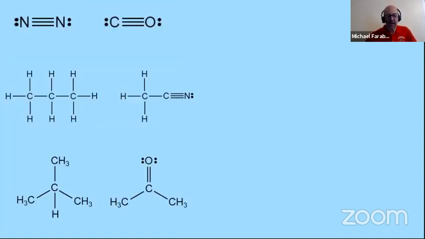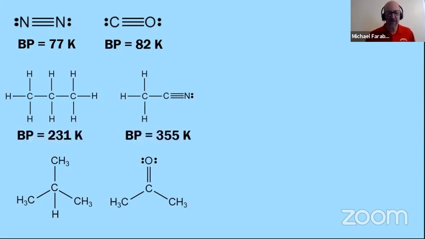All right, I now have a discussion of 2 molecules side by side, and we have 3 sets of them. So we have nitrogen versus carbon monoxide, and I'm going to go ahead and put the boiling points up here. We have propane, C3H6, versus acetonitrile, C2H3N. And then we have isobutane versus propanone or acetone.